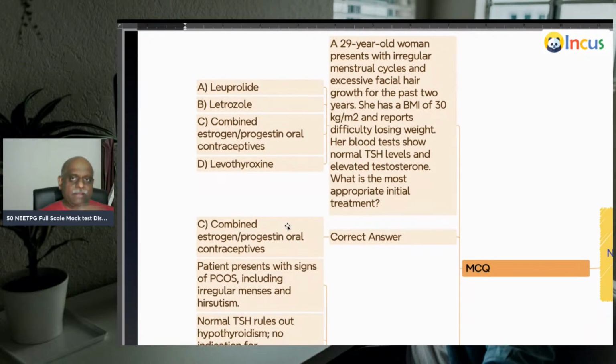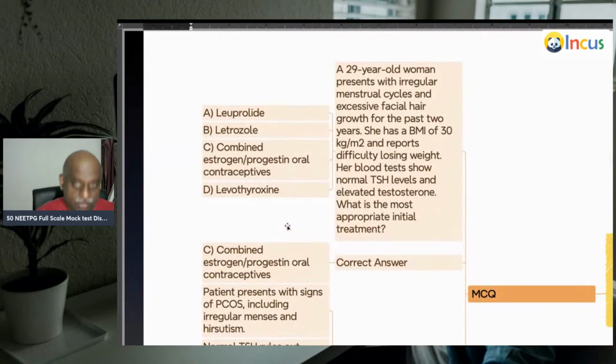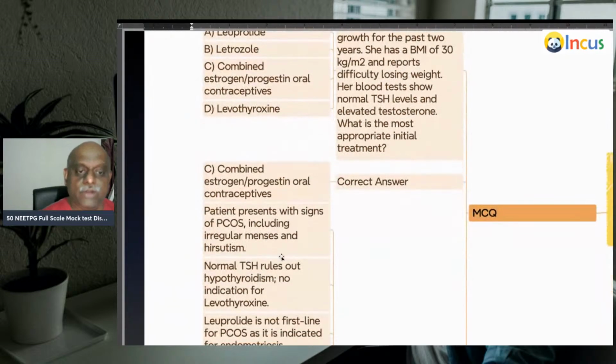A 29-year-old with irregular menstrual cycles and excessive facial hair growth. All the signs of polycystic ovarian syndrome. What is the initial treatment, doctor? Combined estrogen-progesterone oral contraceptives are the ones that need to be given. A 29-year-old with irregular menstrual cycles, same, PCOD.